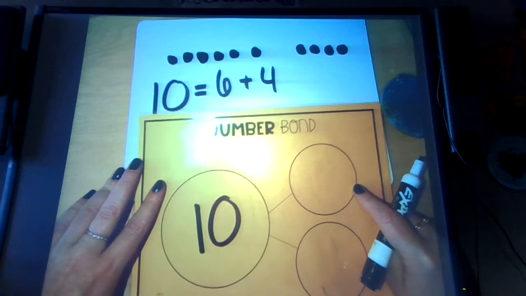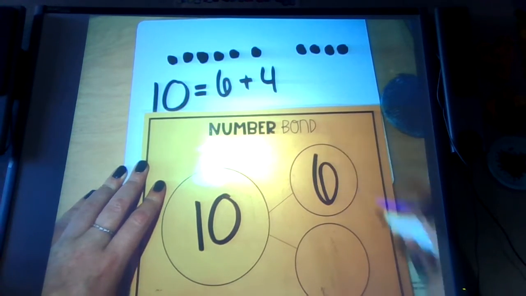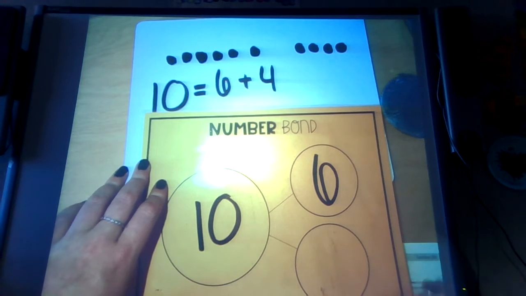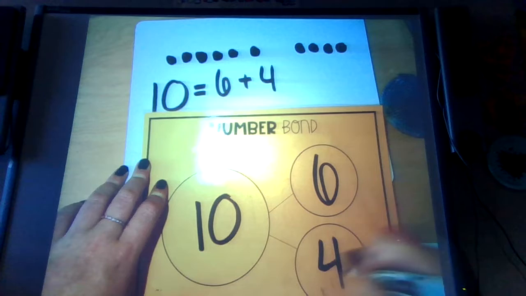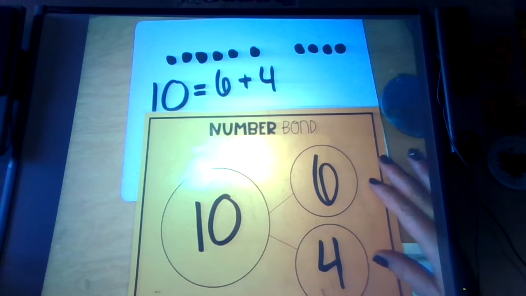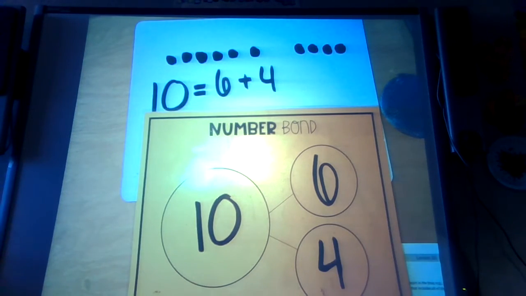How many beans were in her first hand? 6 of them. Great. How many beans were in her second hand? 4. You guys are getting so good at this. Great work. I can see that my 6 and 4 come together to make 10. So part, part, make a whole. Awesome. Let's do another one.